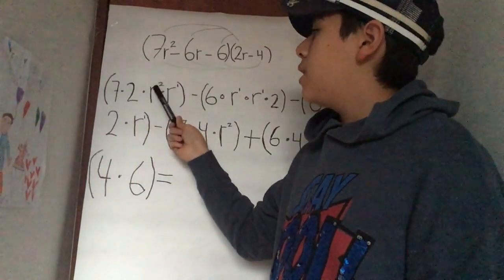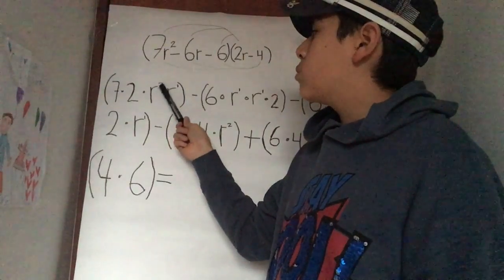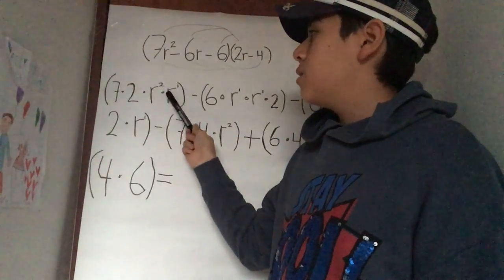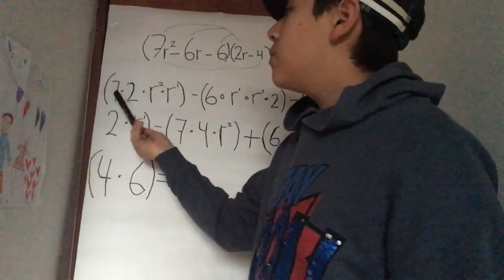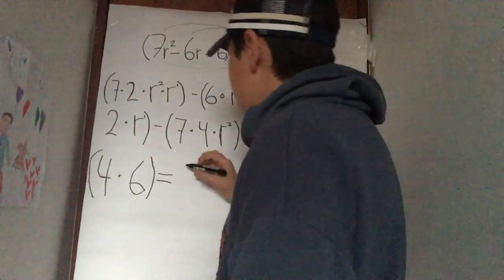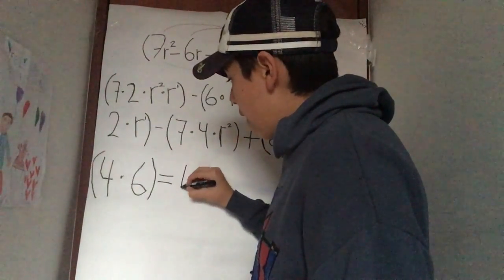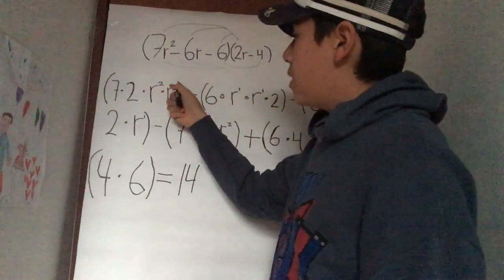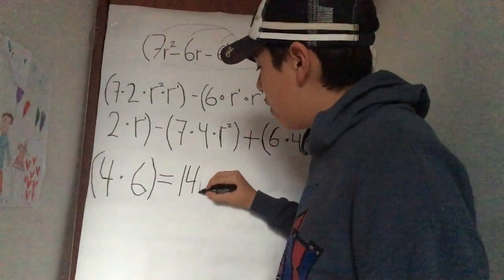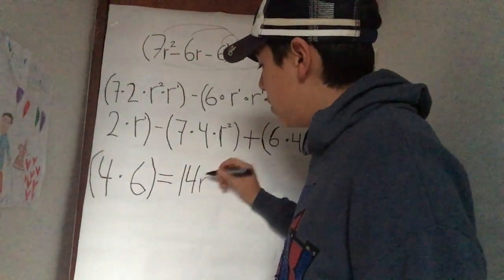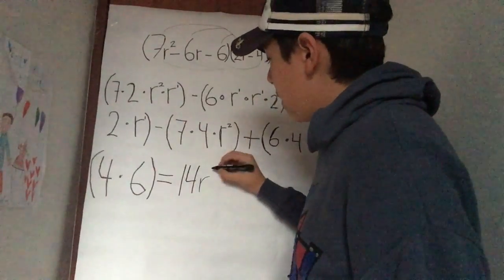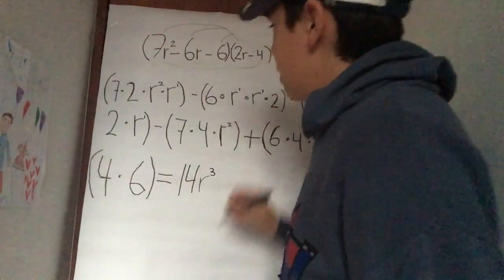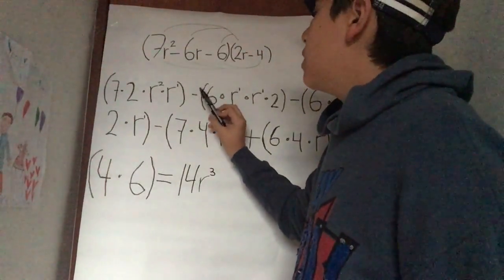So add the exponents of the variable. So 2 plus 1 is 3. So 7 times 2 is equal to 14, 14. And this plus this is 3. So are the same variable and this added. 3.